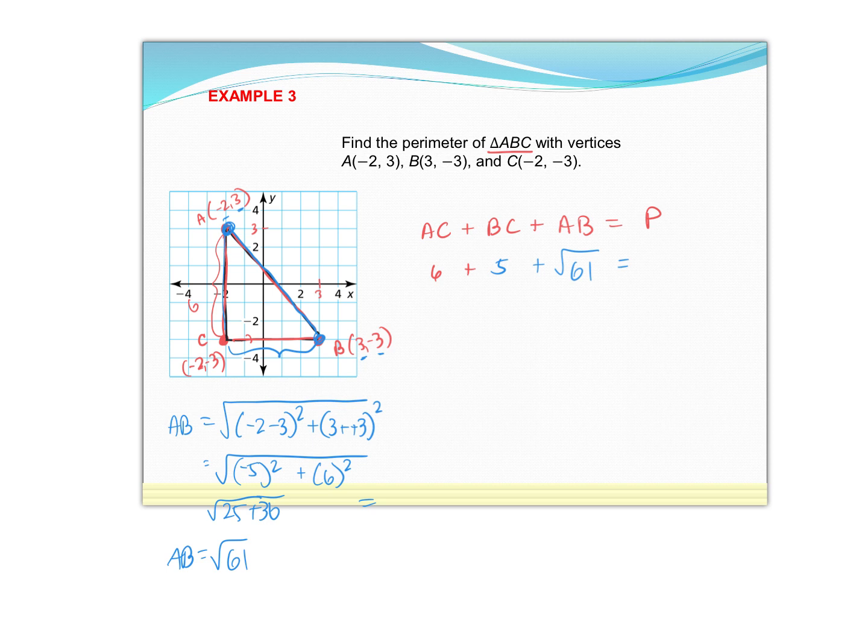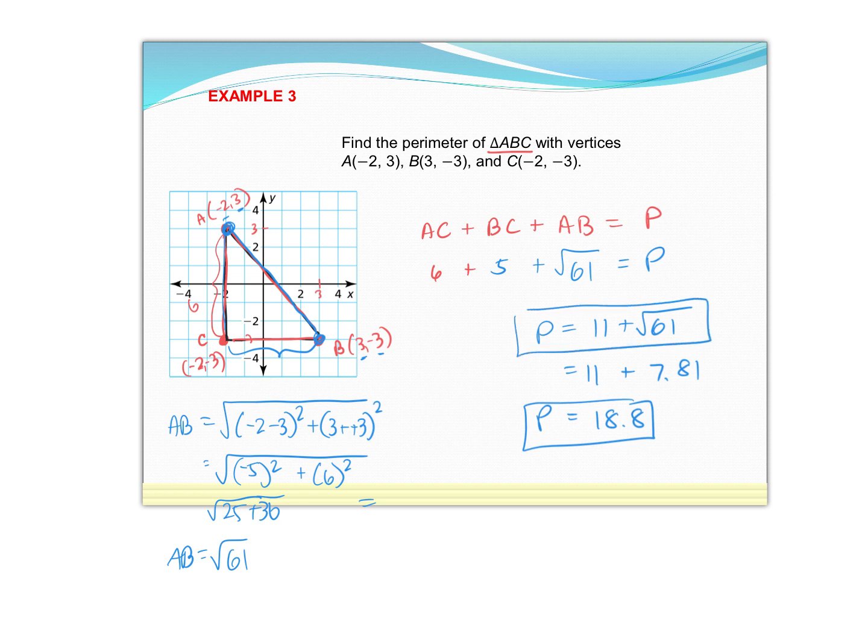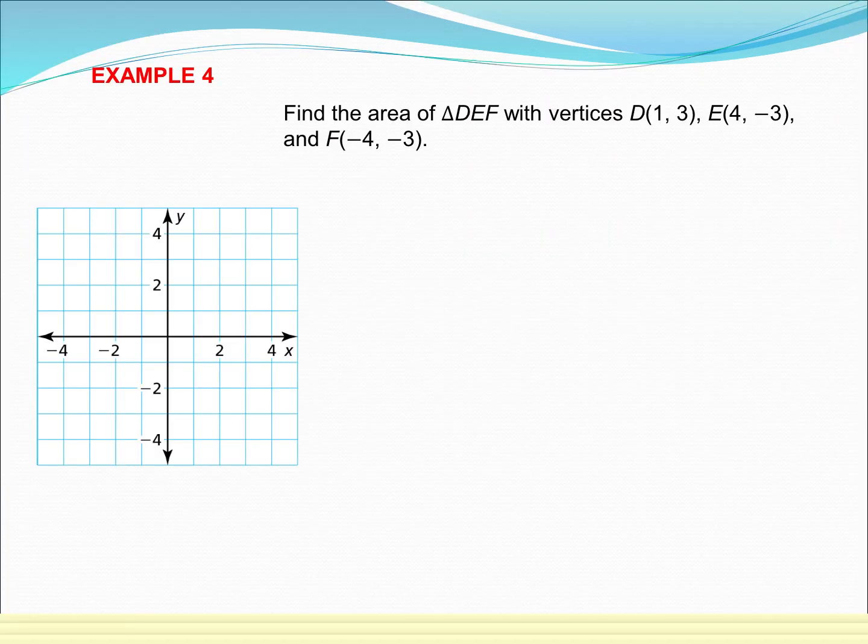So if I was just doing the math and combining my like terms, I know that my perimeter is going to be 11 plus the square root of 61. If I want a more exact answer, I will have to go to my calculator and figure out what the square root of 61 is. The square root of 61 is approximately 7.81 units. And so the perimeter here is going to be 18.8, let's just say. Okay, so it's about 18.8 units. I'll let you know if I want the answer in simplest radical form or in decimals or whatever. And then we'll do our last problem.